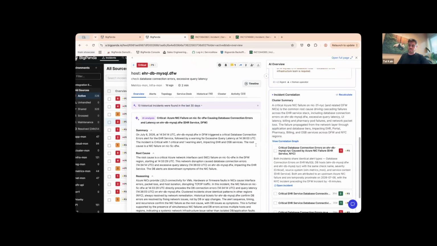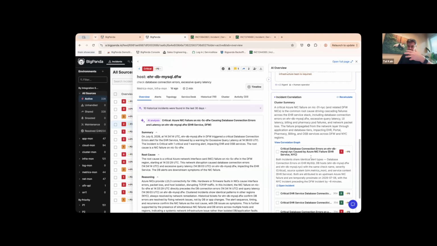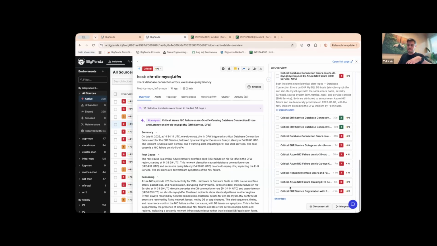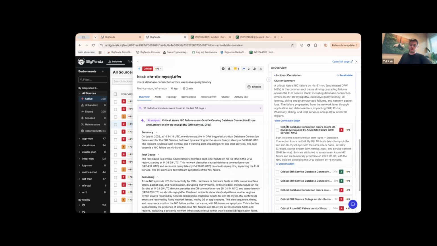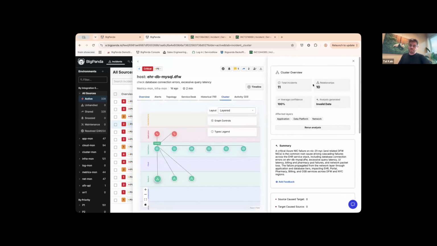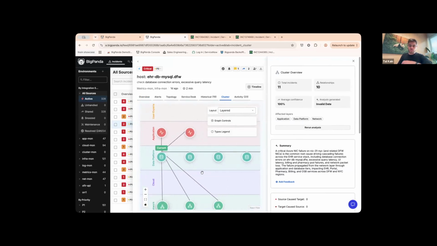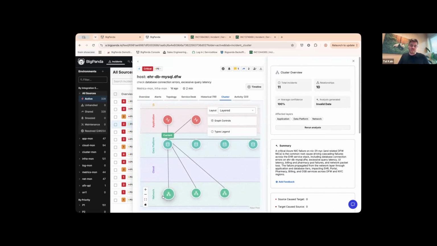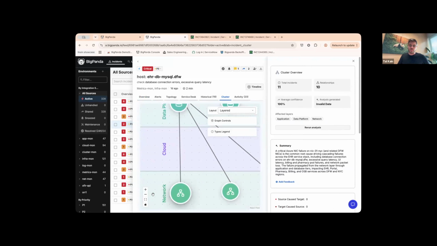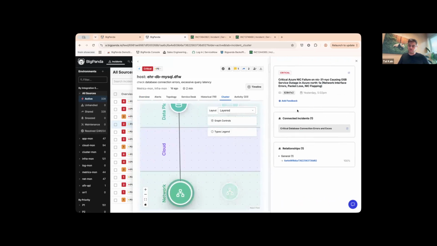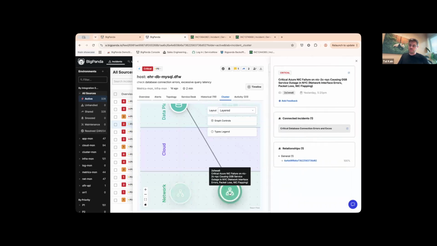Now, if I want to actually see this in an easier way, because this is a list of 10 different incidents that are related to each other, I can actually go ahead and see this in a correlation graph where I literally have all the incidents in a way that shows me which one is connected to what, the correlation between them, and how they are connected. So some of the incidents, as you can see here, are actually coming from the network. Each one of them, I can see here the information, critical Azure network interface card failure on this one. I can look at another one for the sake of discussion.